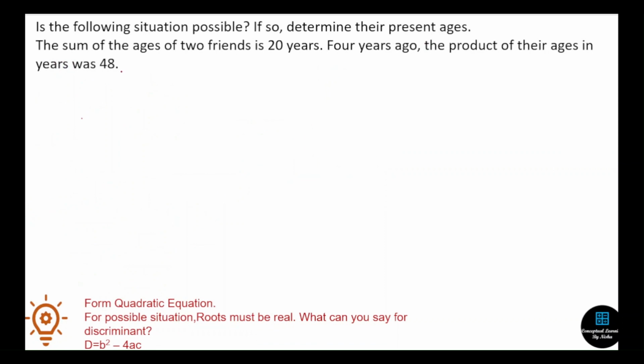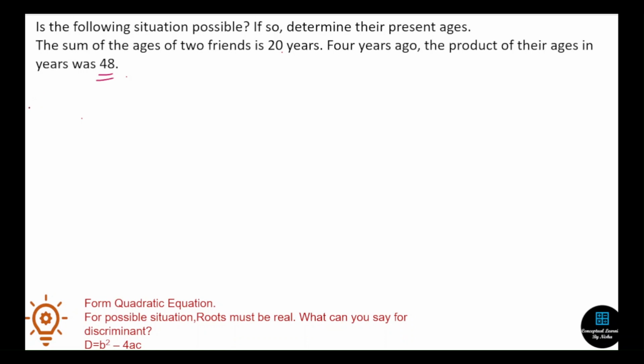Alright, now here one situation is given and we have to find whether the situation is possible or not. And if it is possible, then we have to find the present ages of the given friends. Okay. Now first of all let's understand. The sum of ages of two friends is 20 years. Alright. 4 years ago the product of their ages is 48.